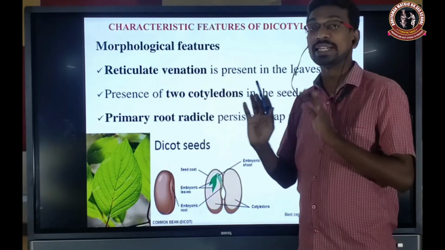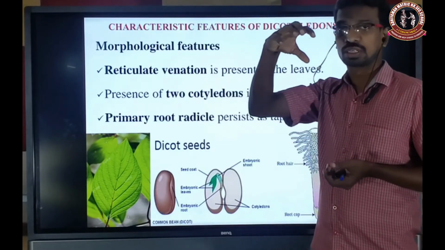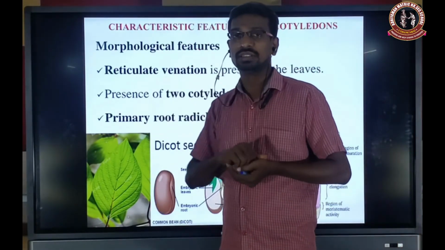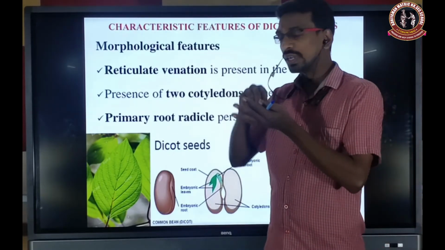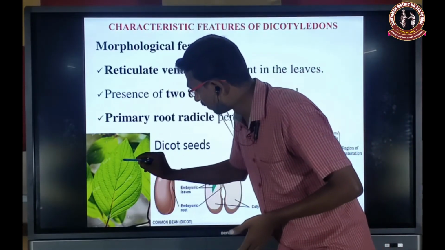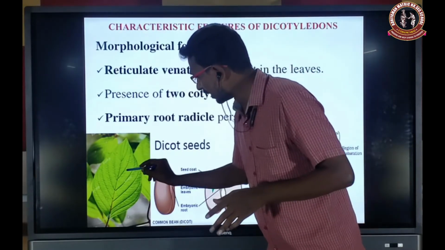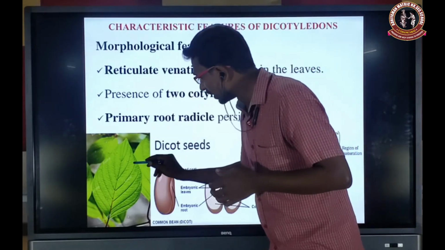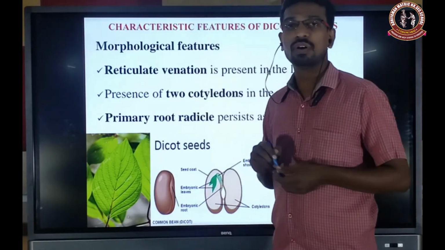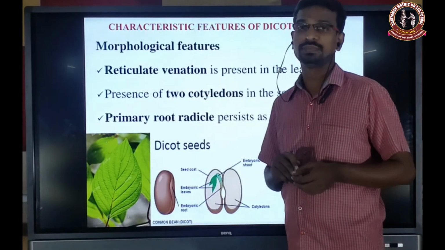Leaves have reticulate venation, like a network, a net-like structure. They have the main midrib. This midrib is divided into veins. These veins are further divided into veinlets. Like that, different branches will be formed. It looks like a net-like structure, that is reticulate venation.